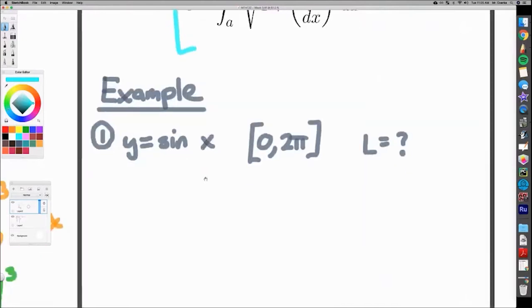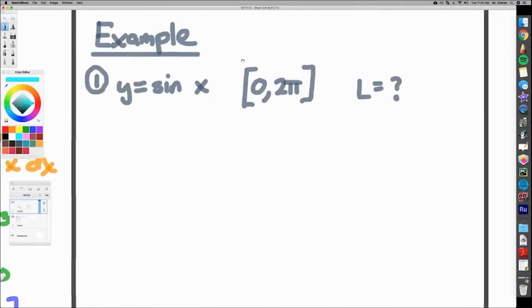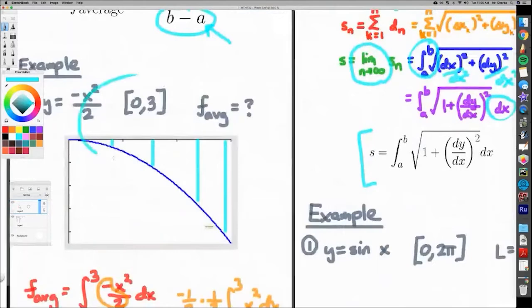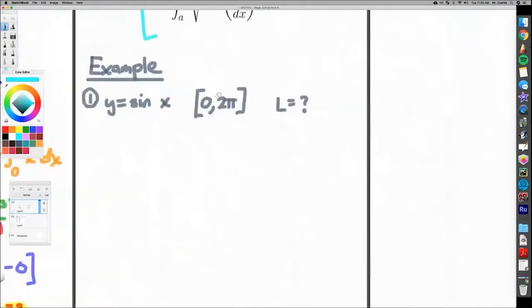So here's our first example that we're going to look at. It says y equals sine x from 0 to 2 pi. By the way, you're always going to be given the intervals on this, so it's really similar to average value where they give you the interval each time. So we're saying, what is the arc length, that's what the L is, from 0 to 2 pi.